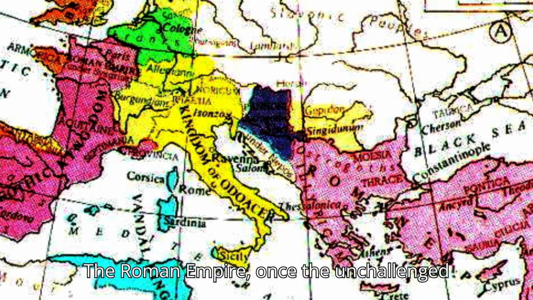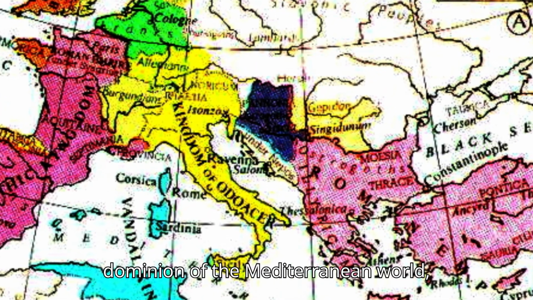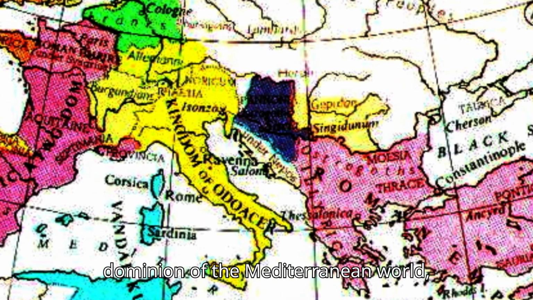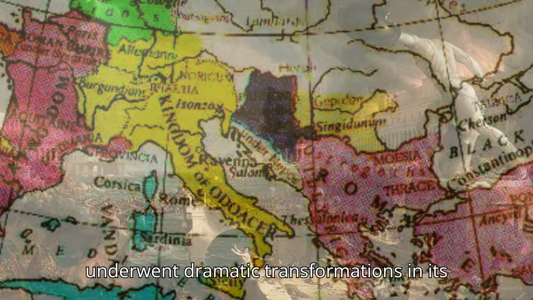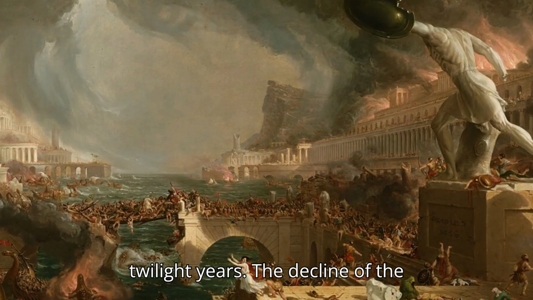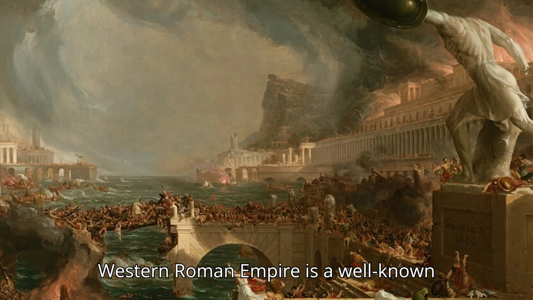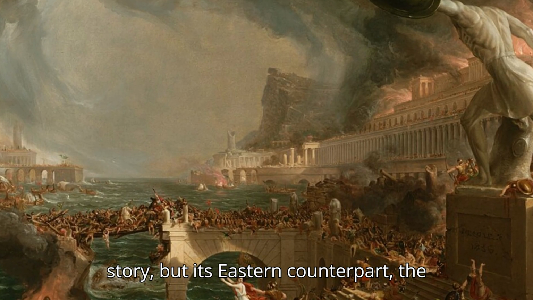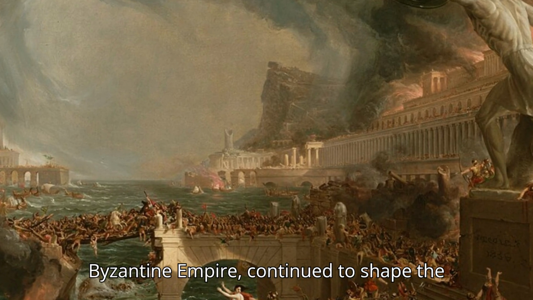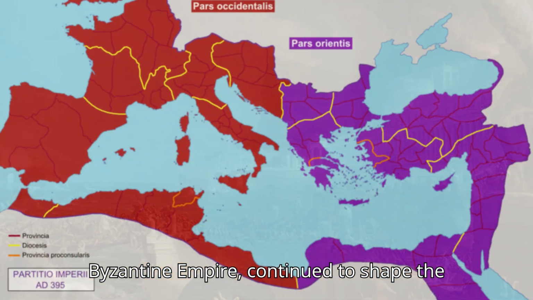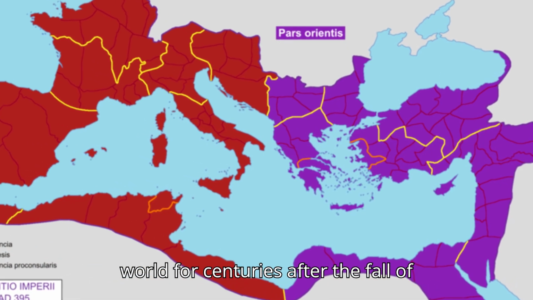The Roman Empire, once the unchallenged dominion of the Mediterranean world, underwent dramatic transformations in its twilight years. The decline of the Western Roman Empire is a well-known story, but its eastern counterpart, the Byzantine Empire, continued to shape the world for centuries after the fall of Rome.